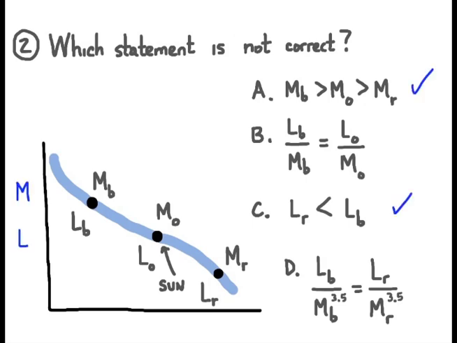Knowing that mass, or luminosity, can be on the vertical axis here, that tells us that A is correct and C is correct. And D uses the relationship between luminosity and mass for main sequence stars, so D is correct, comparing star B and star R. The answer is B.